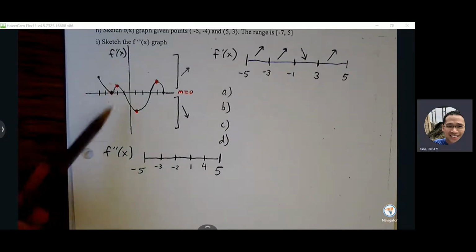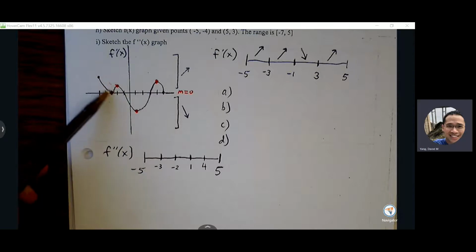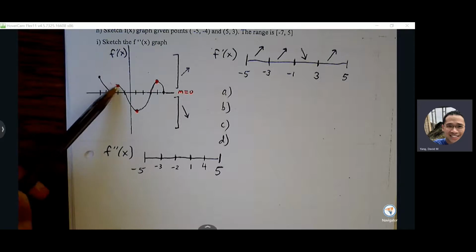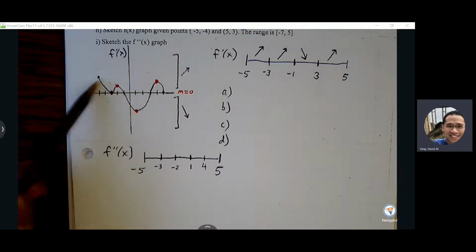So now we look at the slope. The slope of the f prime graph is going to indicate to us whether the original graph will exhibit concave up or concave down. Don't look at the curvature. We don't want to say concave up, concave down. This is not the original graph, okay?